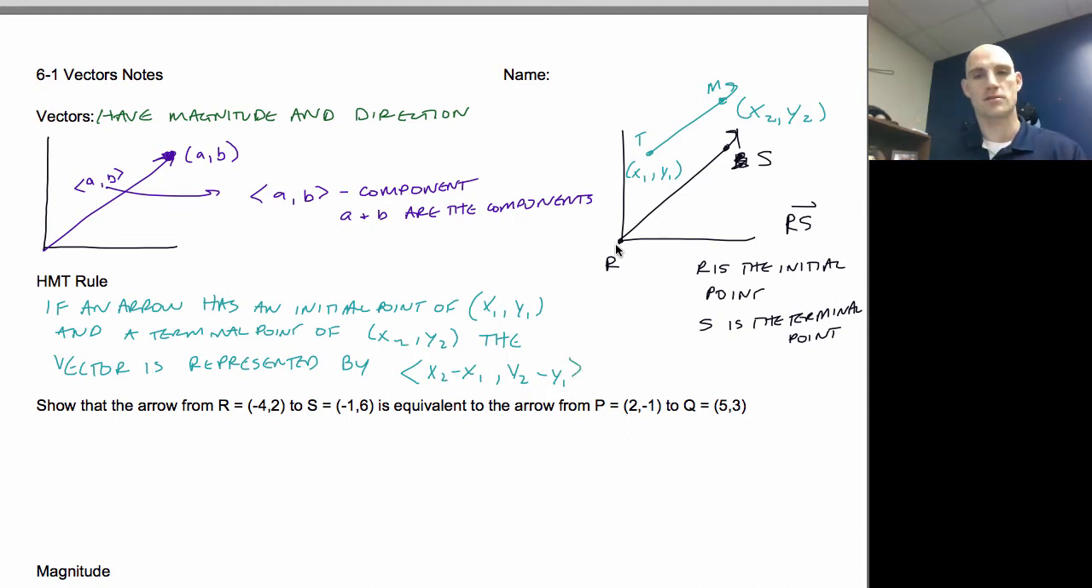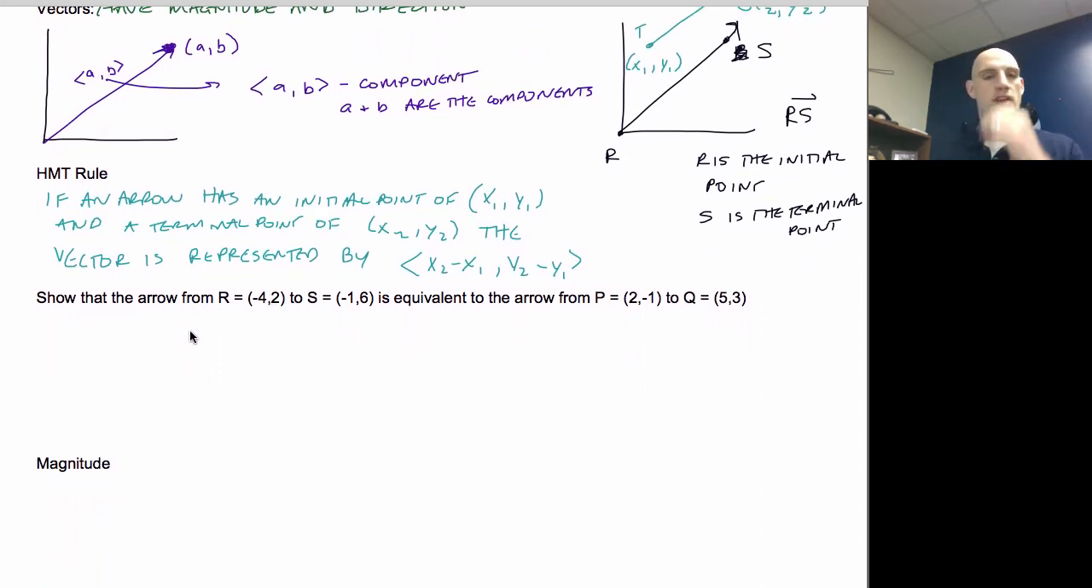So for example, if this was 0, 0 and this is 5, 3, we know we'd go to the right 5 and up 3 because it would be 5 minus 0 and then 3 minus 0. But if this one's in space, then we have to figure out a way to do that. So that's going to be our general rule, the head minus tail rule: head minus tail, x2 minus x1, y2 minus y1.